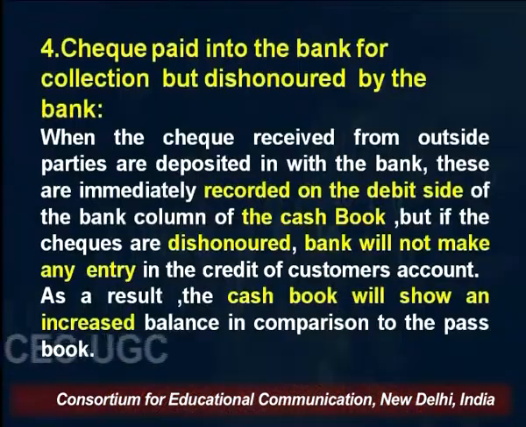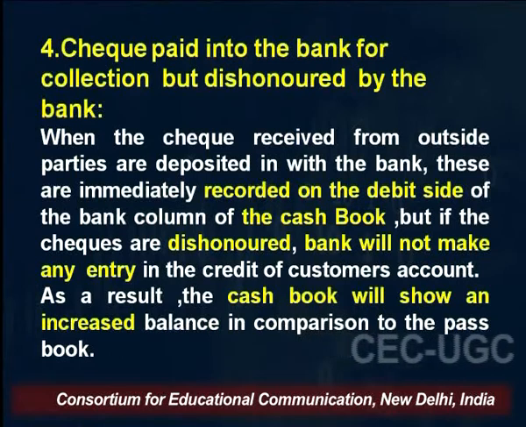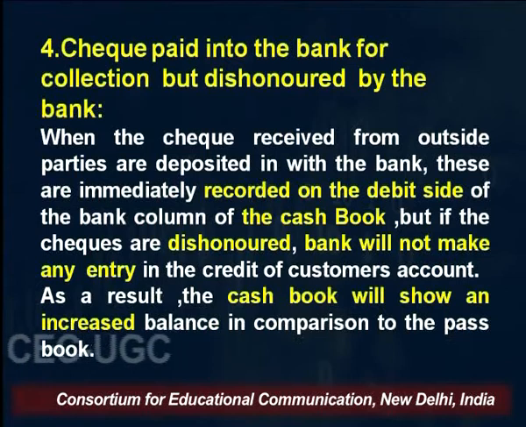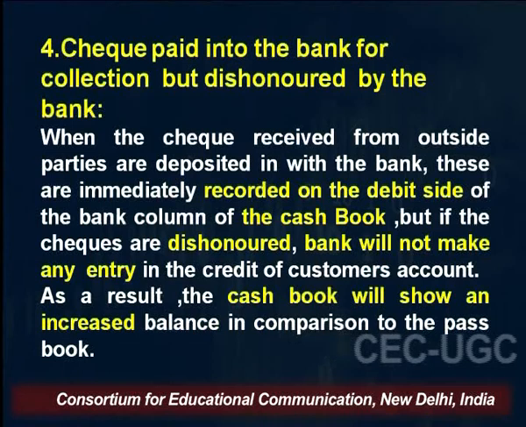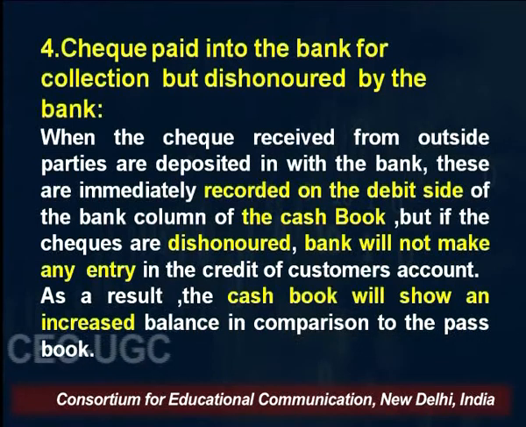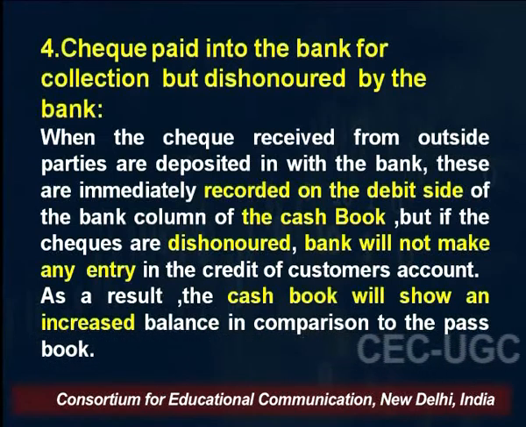The next reason for the difference is when a check paid into the bank for collection is dishonored by the bank. Whenever we pay some check for collection but it is dishonored, note that when checks received from outside parties are deposited with the bank, these checks are immediately recorded on the debit side, that is on the receipt side of the bank column of the cash book. Whenever we receive any check from any person or customer, that is recorded on the receipt side.